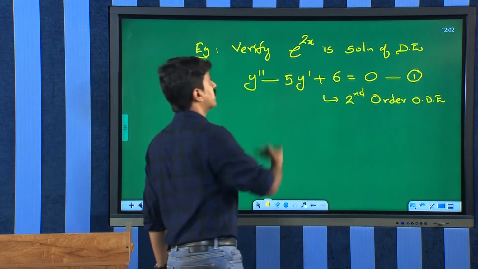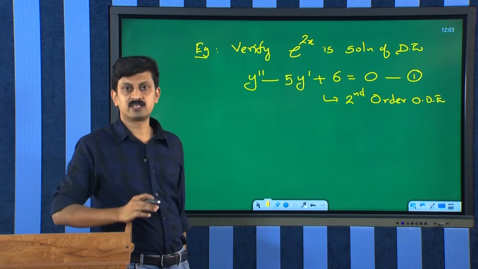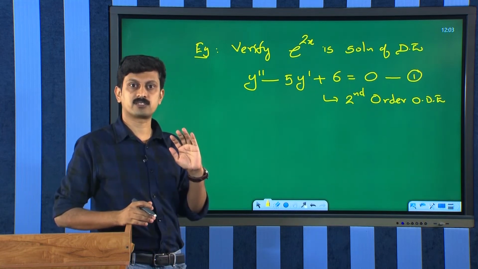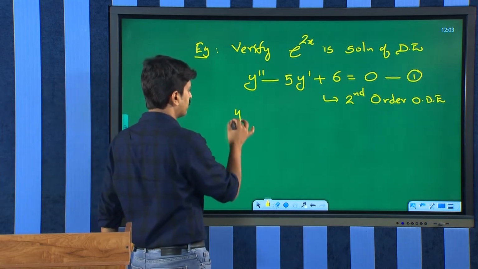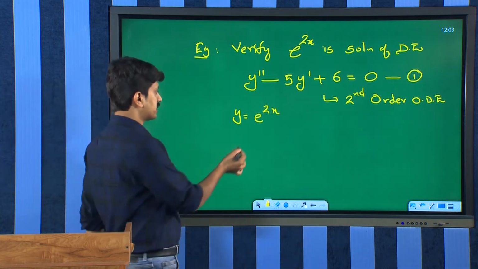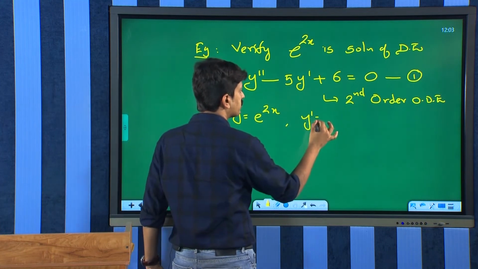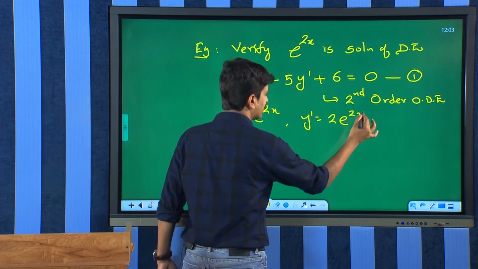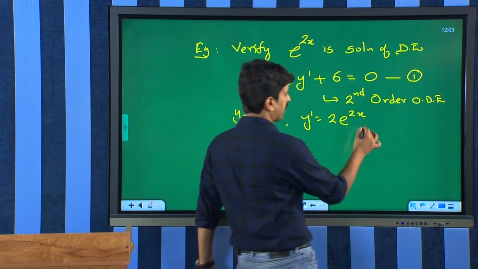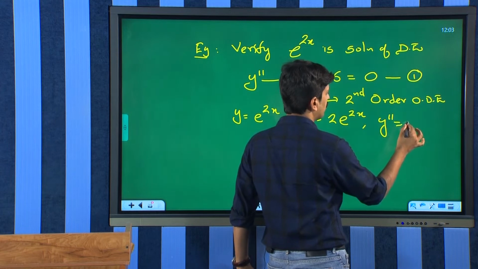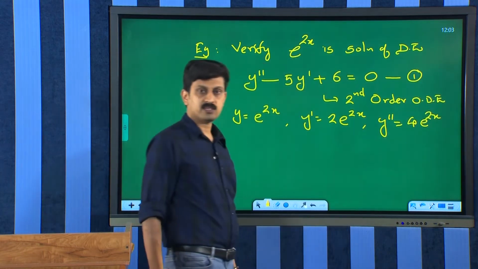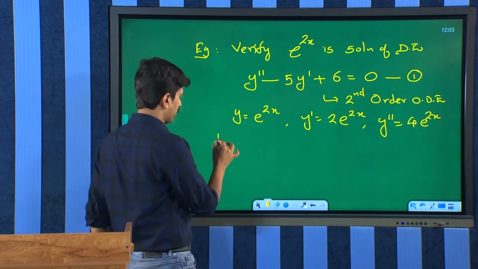So you have to check whether e raised to 2x is the solution. That is, we have to check whether it satisfies the differential equation or not. So I put y is equal to e raised to 2x. We differentiate this as y dash is equal to 2 e raised to 2x, and we have to find y double dash also. So we have y double dash is equal to 2 into 2, 4 e raised to 2x. See what will happen when we put it in 1.